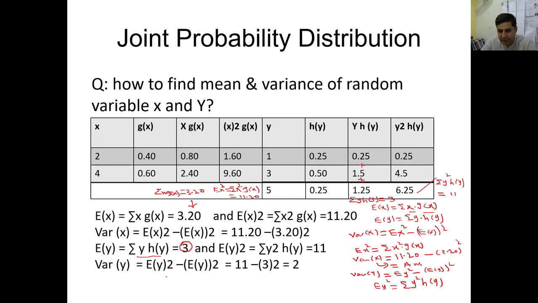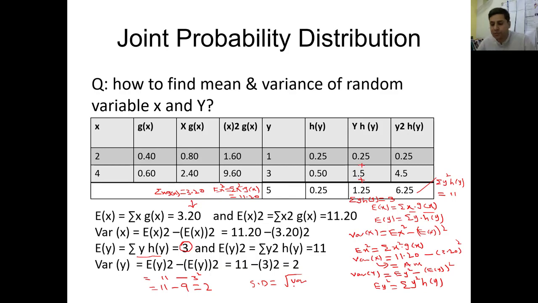So variance of y is E y square minus E y whole square. E y square is summation y square h y, which is 11, minus E y, which is already 3, square. So 11 minus 9 is 2. So this is the variance. Similarly, the standard deviation is the square root of variance. So this way you will calculate the standard deviation. So I hope you understand.